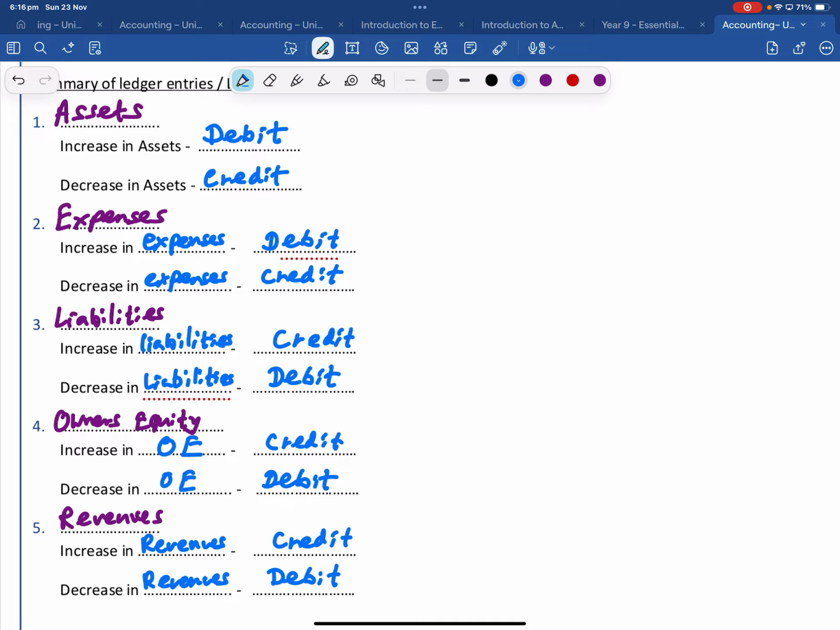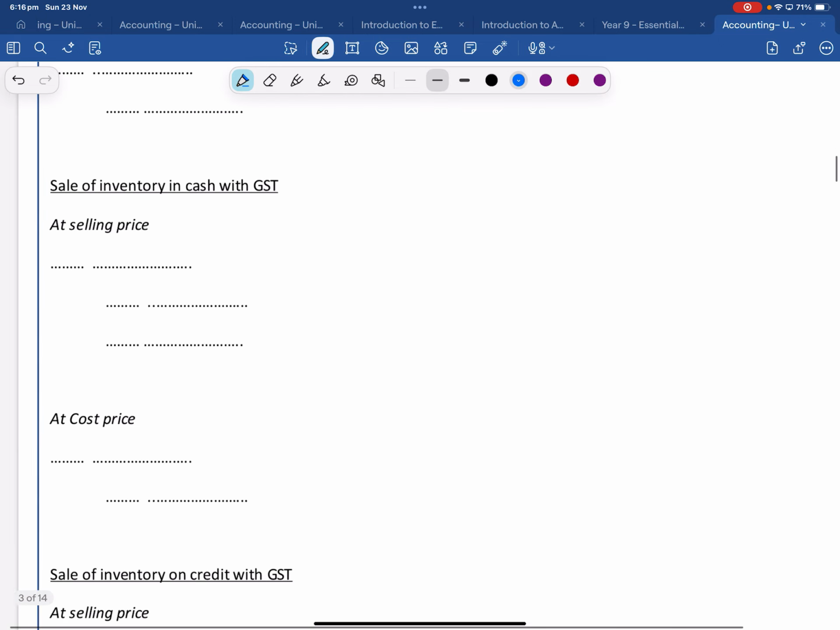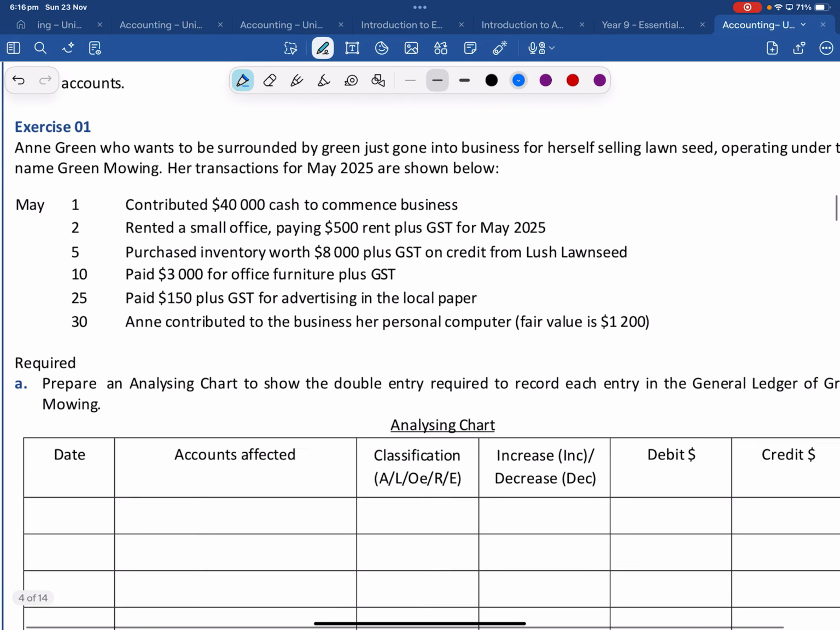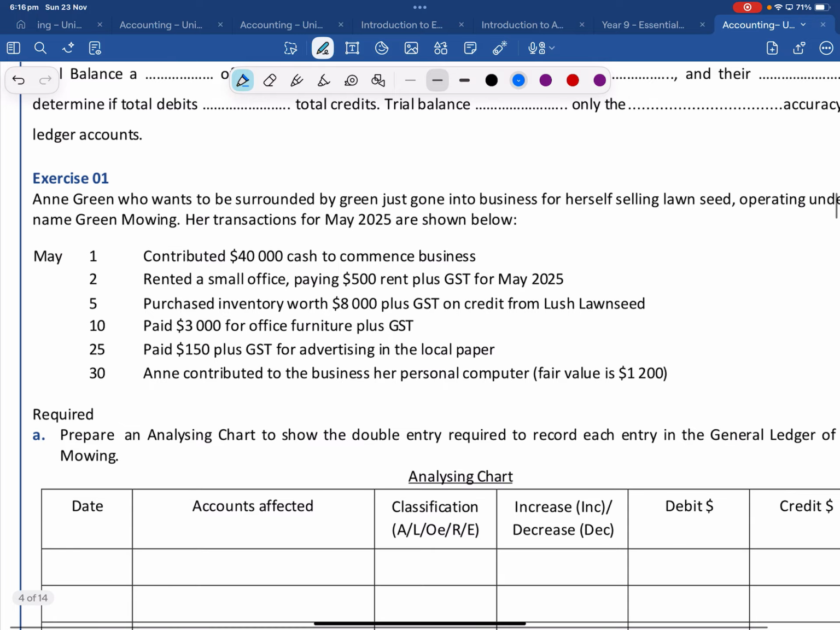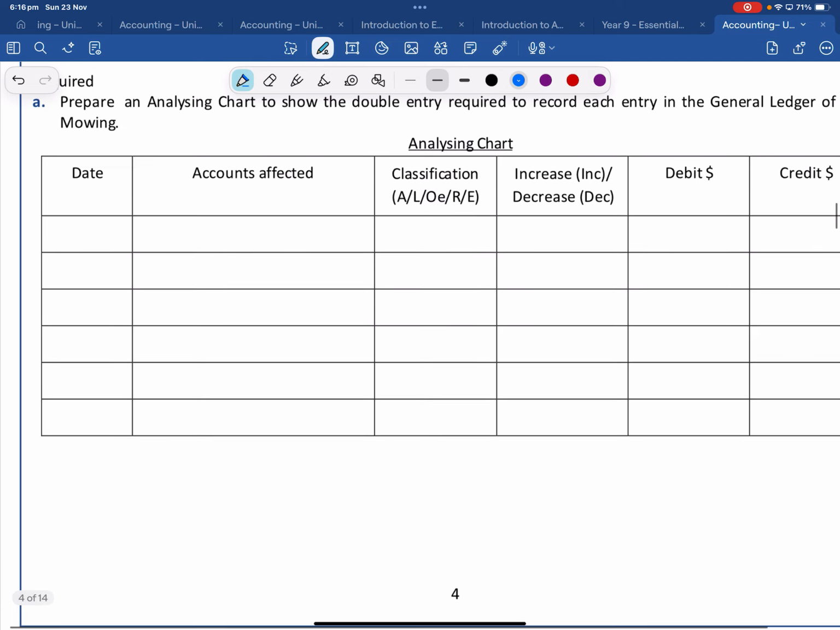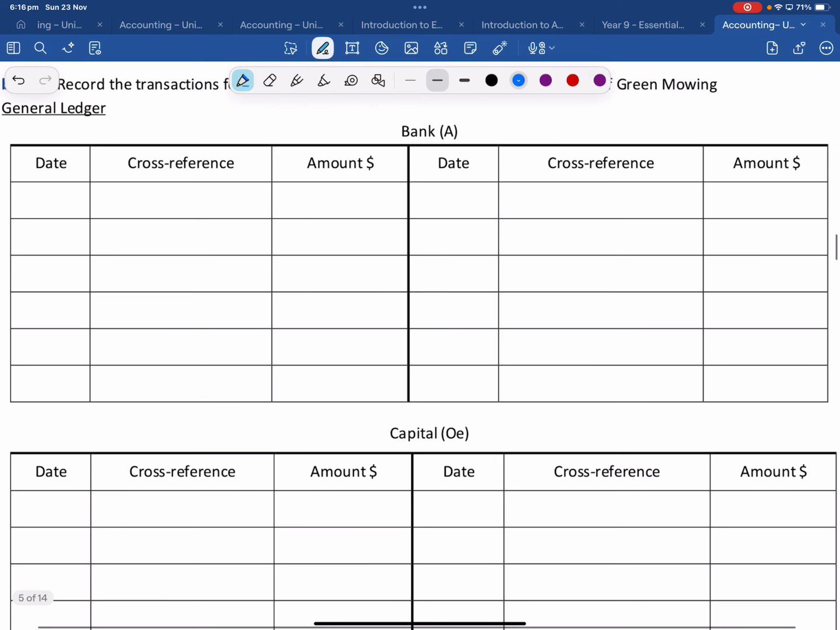Right. However, guys, whether we like it or not, we have to follow this one. Now I'm going to show you how we are going to record it. Firstly, there is one thing called an analyzing chart. Then after that, we are going to record it in the ledger accounts.